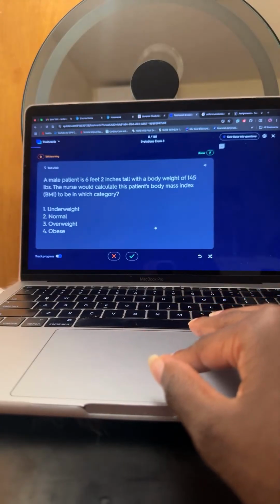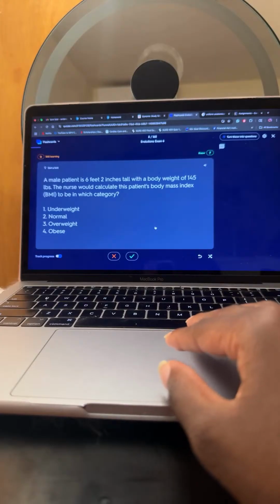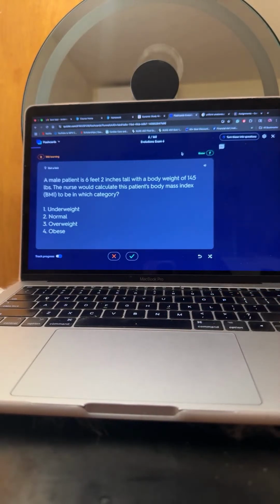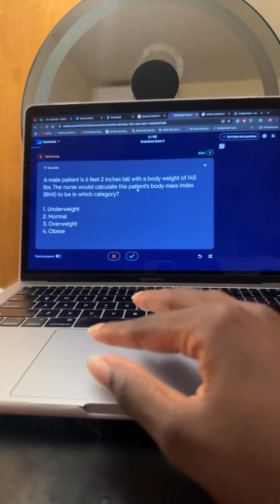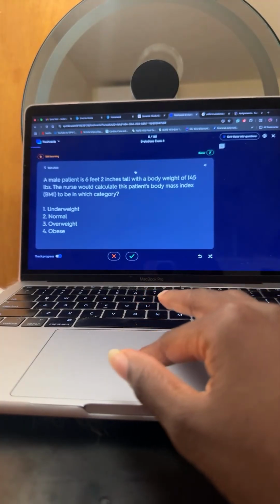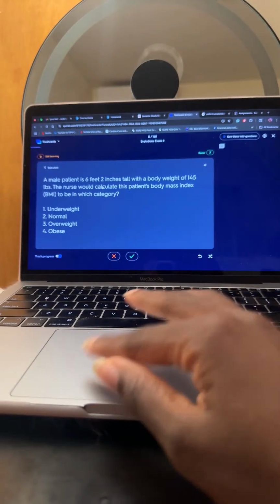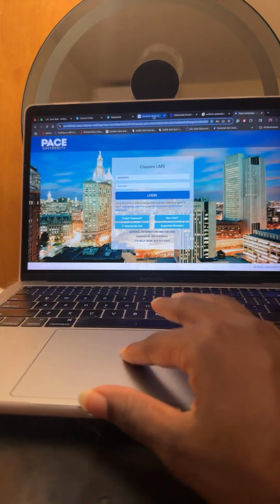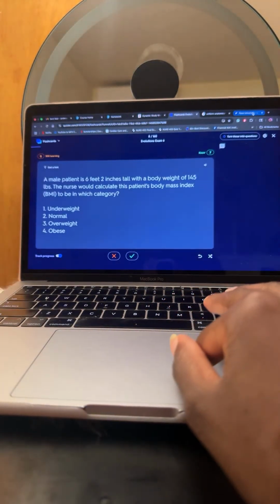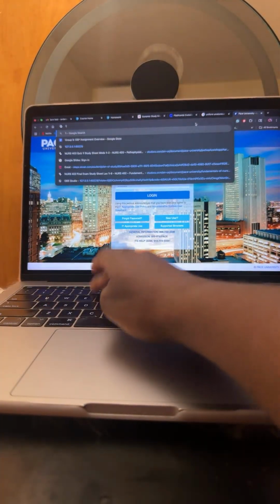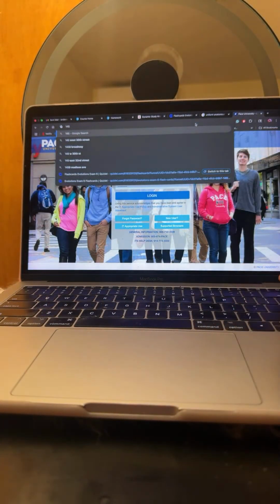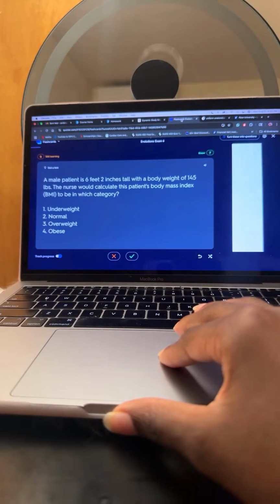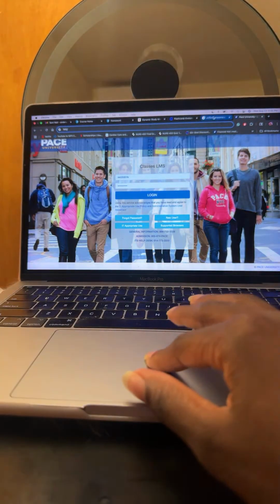Oh my god, now I have to calculate BMI. That's so annoying. Wait, let's see if I remember the formula for this. For BMI, I have to do the body weight in pounds divided by this, I think, times 703. So wait, what was the body weight? 145. So 145 divided by, what is their height? 6 feet. 6 times 12 is 72, plus 2 is 74.